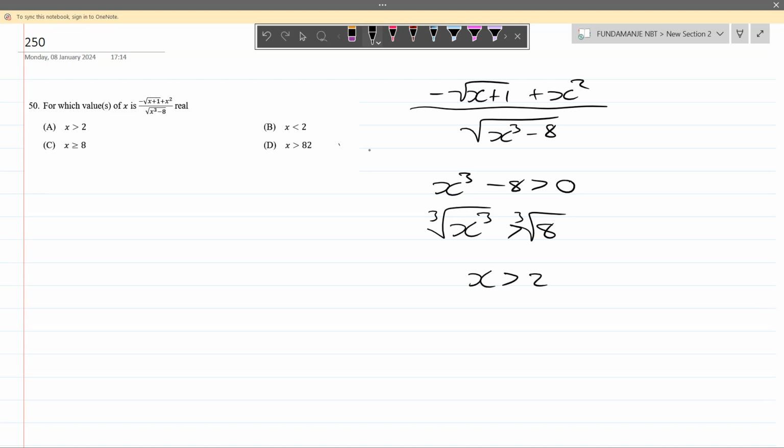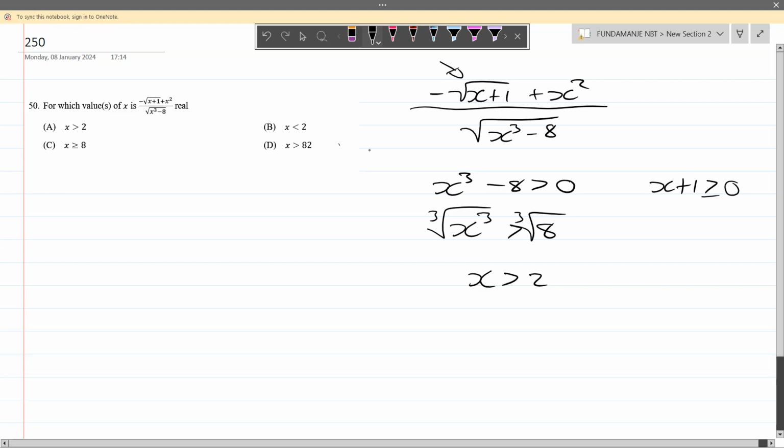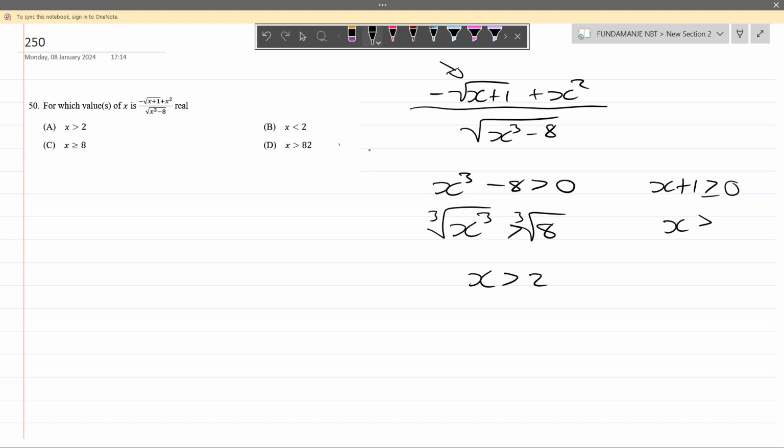But in case you're wondering about this other one that could also affect the reality of our expression, if that is a real word. So x plus 1 would also need to be greater or equal to 0. But as you can see, x would only need to be greater or equal to minus 1 for this one. But this one has a higher restriction, therefore we go with this one. And x is greater than 2 is A, and that's the answer.